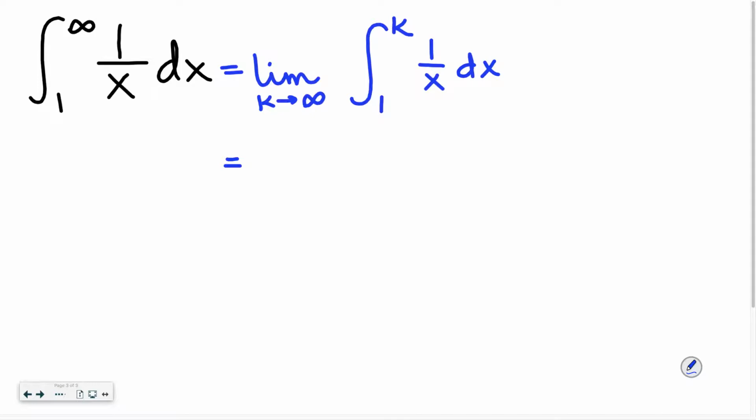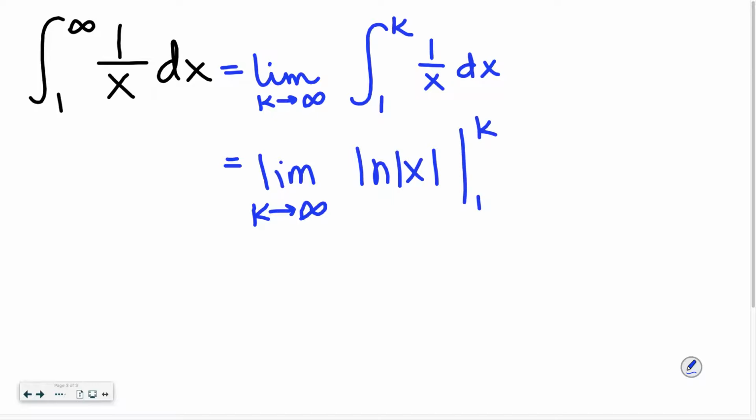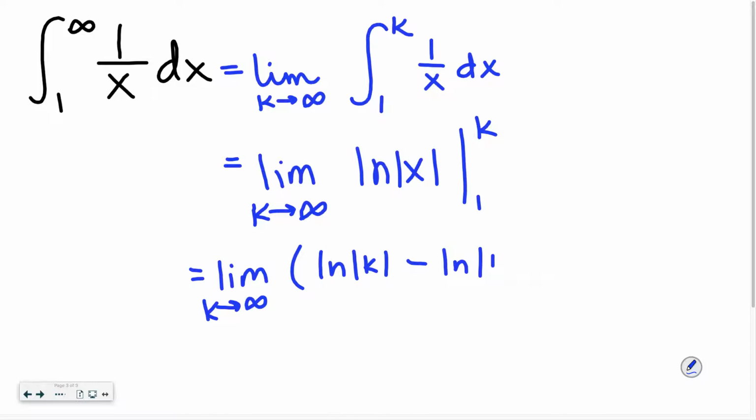What is the antiderivative of 1 over x? Absolute value. So we have the limit as k approaches infinity of the natural log of the absolute value of x evaluated from 1 to k. So we have the limit as k approaches infinity of the natural log of the absolute value of k minus the natural log of the absolute value of 1. Wait, infinity minus 0.